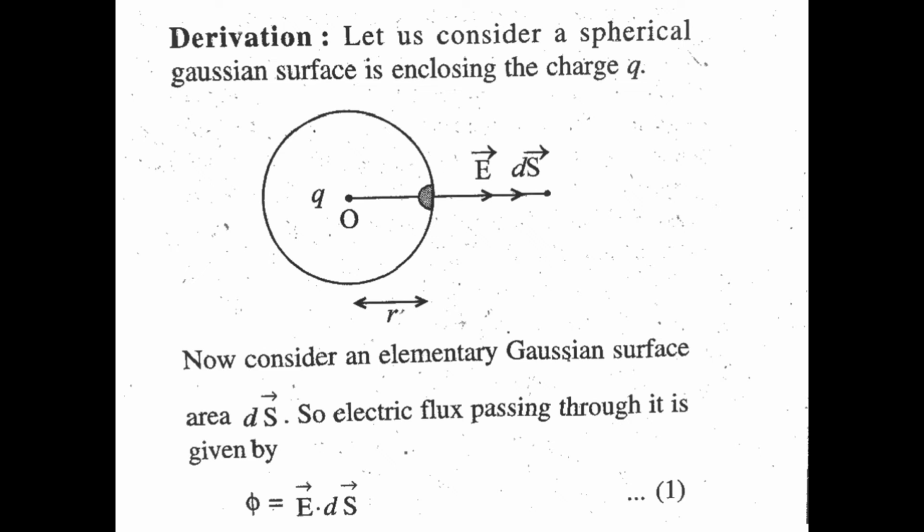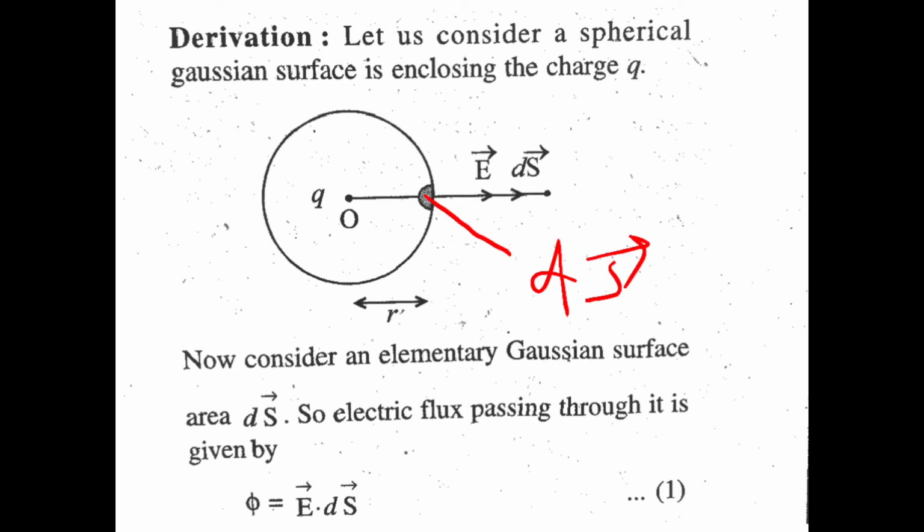Next, derivation. What is the derivation? We have to determine Coulomb's law from Gauss law. So let us consider a spherical Gaussian surface, which encloses the charge. The total charge of the spherical surface is q. Now consider an elementary Gaussian surface. This is the elementary part, which is dark in color. That is the elementary part of the Gaussian surface, and this area vector is very small, that is ds vector.